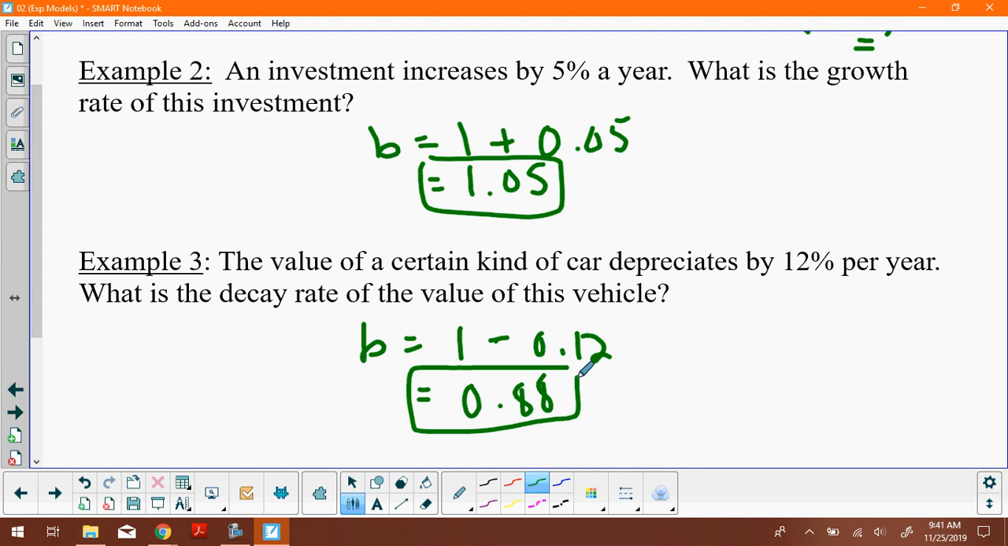Again, when you think about that, losing 12% per year is the same as keeping 88% of its value per year. So you're multiplying by 88% over and over again in an exponential function.